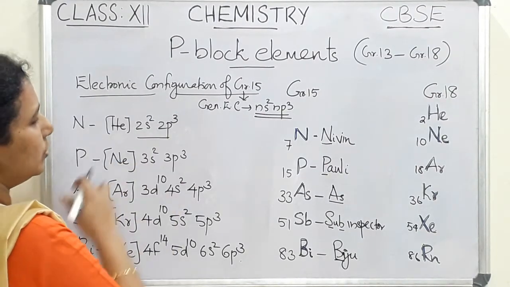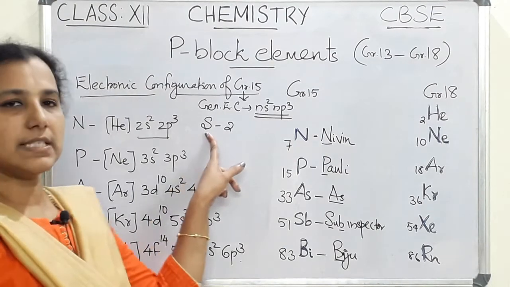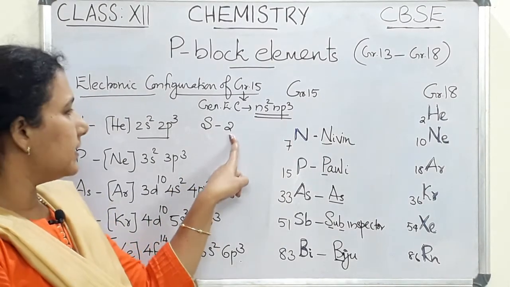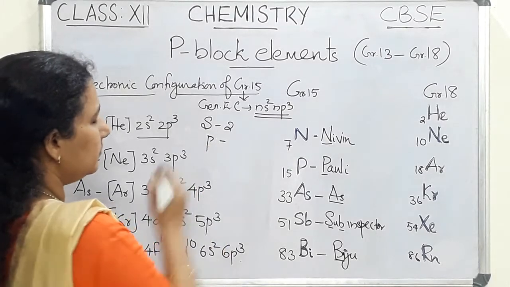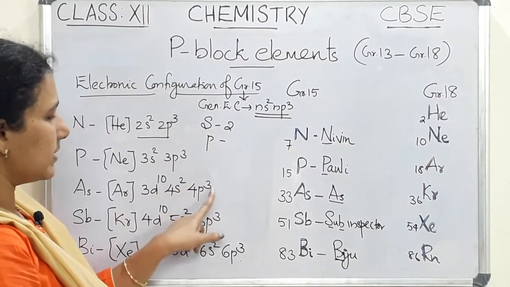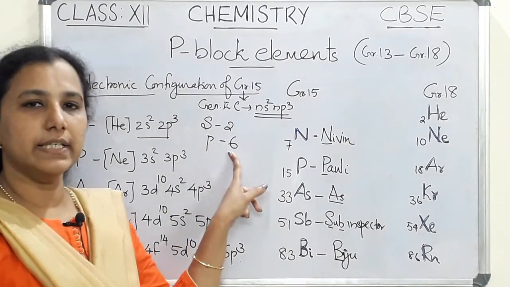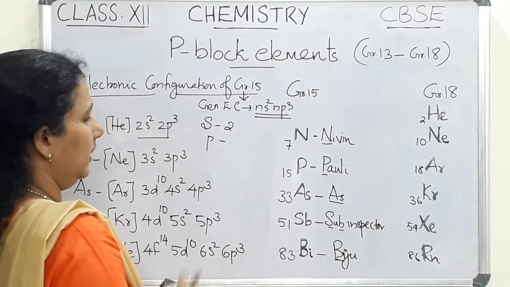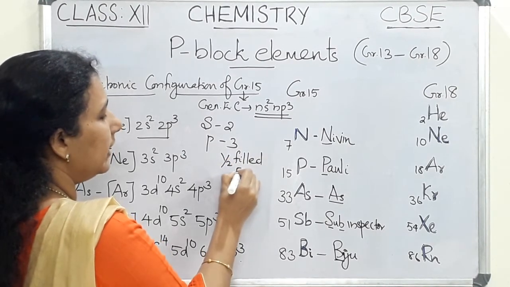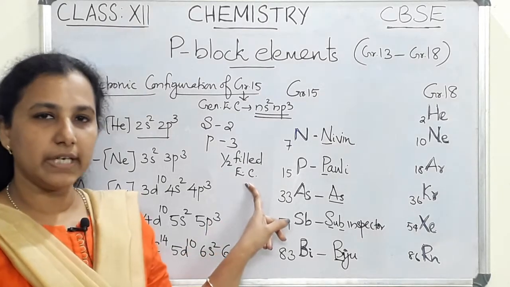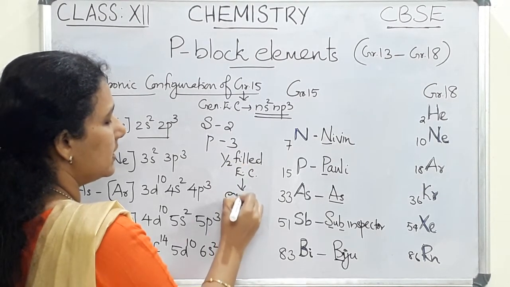Now let us see the configuration again. So it is 2s2 2p3. That means for s electrons, the maximum number of electrons that can be accommodated in the s subshell is 2. So 2 electrons are there in all the cases in the s subshell. In the case of p, the outer p subshell has 3 electrons. We know the maximum number of electrons that can be accommodated in the p subshell is 6. Here in all the elements it is 3. That means it is a half-filled electronic configuration. Half-filled electronic configuration means the atom is extra stable. So due to the half-filled electronic configuration, this is extra stable.